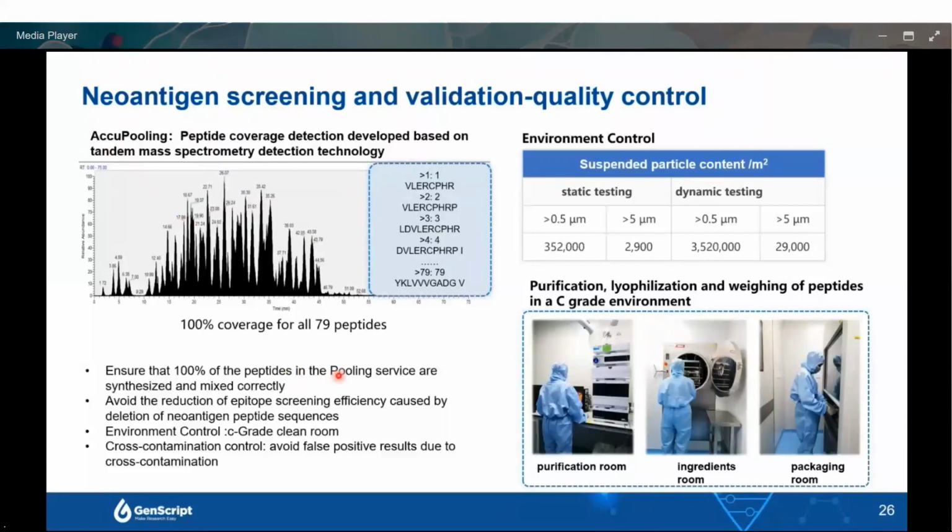And why do we have to guarantee this? Because it's a peptide mixture or peptide library, right? We should guarantee all the peptides are produced, to avoid the reduction of epitope screening efficiency caused by the deletion of neoantigen peptide sequences. And we also control the production environment. It's a grade C clean room to avoid contamination.